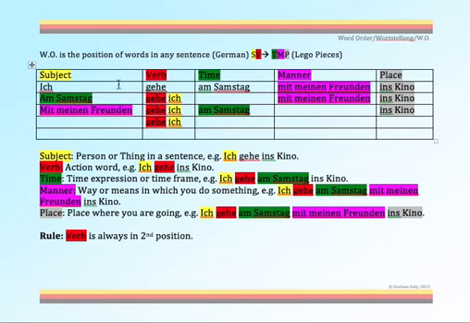So now we have the time at the start, the manner at the start. You probably guessed, right? We can have the place where we're going at the start. So ins Kino goes at the start of the sentence. Again, verb is always in second position. Place is also a bully that forces the subject, person, to hide behind the verb. So ins Kino gehe ich.